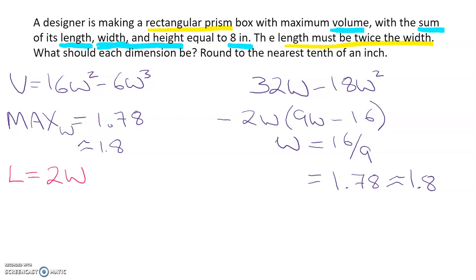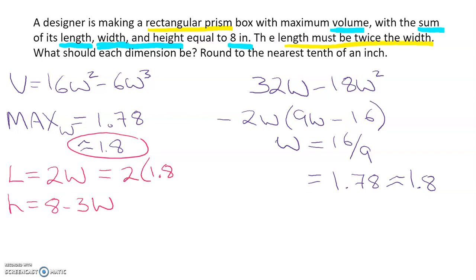Now from before, we know that our length has to be 2 times our width, and we also had the equation relating the height as height equals 8 minus 3w. So we just substitute this value in for all of those. So 2 times 1.8 is 3.6, and 8 minus 3 times 1.8 is 2.6.